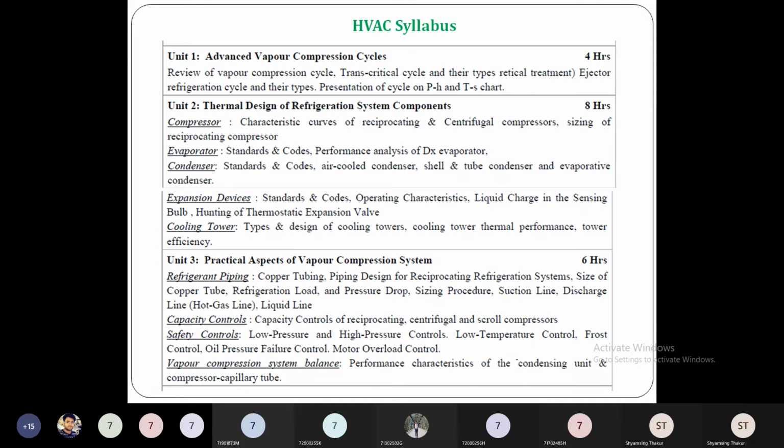Then moving back to the syllabus. We have already discussed the syllabus for unit 1 and unit 2. We will go rapidly over here.